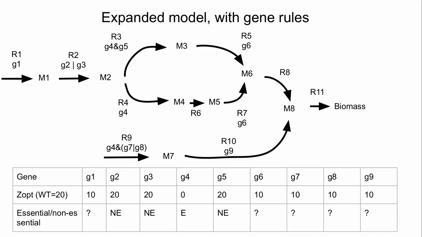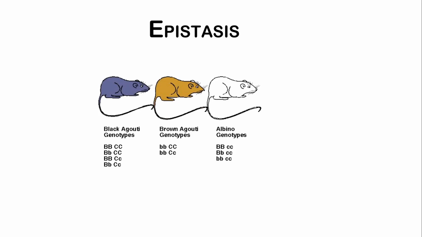We can expand on this a little bit, because there's a very important concept when we're talking about genotypes and phenotypes called epistasis. Epistasis refers to conditions where the activity of one gene product either accentuates or masks the effect of another.